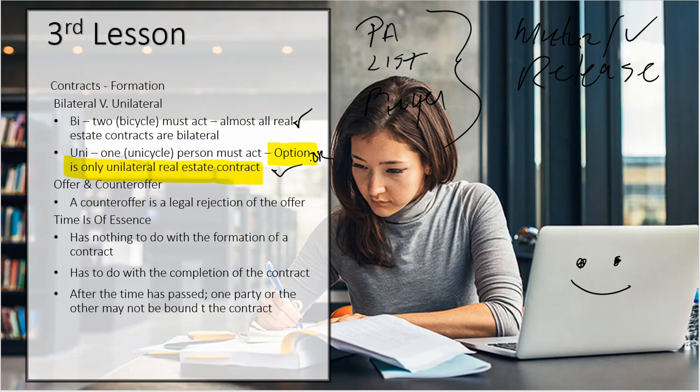And when the optionee exercises the option, meaning he goes back and says, hey, I'm back, I want to exercise my option and buy this land from you, then the optionor is required to actually sell the property. So that is the only unilateral contract that we use in real estate, is the option. Now, there are several different types of options, and we will get to them in another section. But the option is the right to do something in the future based upon terms that we discuss today. Okay?